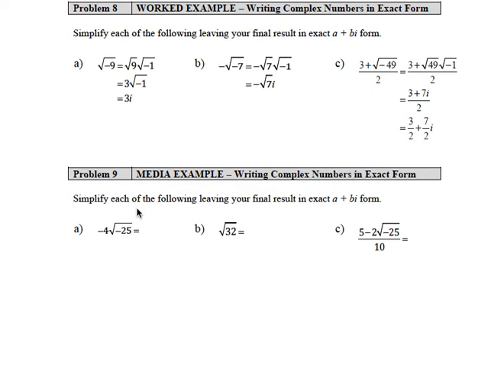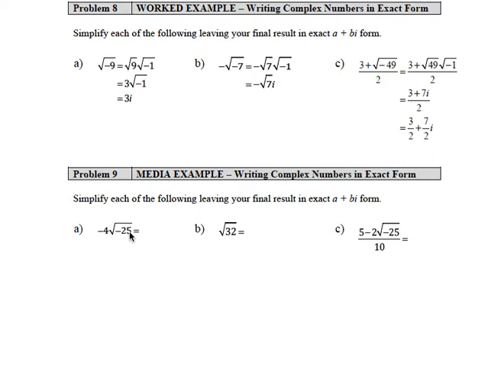In problem 9, we're going to be writing complex numbers in exact form, and I've included the worked example for problem 8 so that you can see some additional examples of how these problems are worked out and what the final form is. So let's take a look at part A, -4 times the square root of -25.